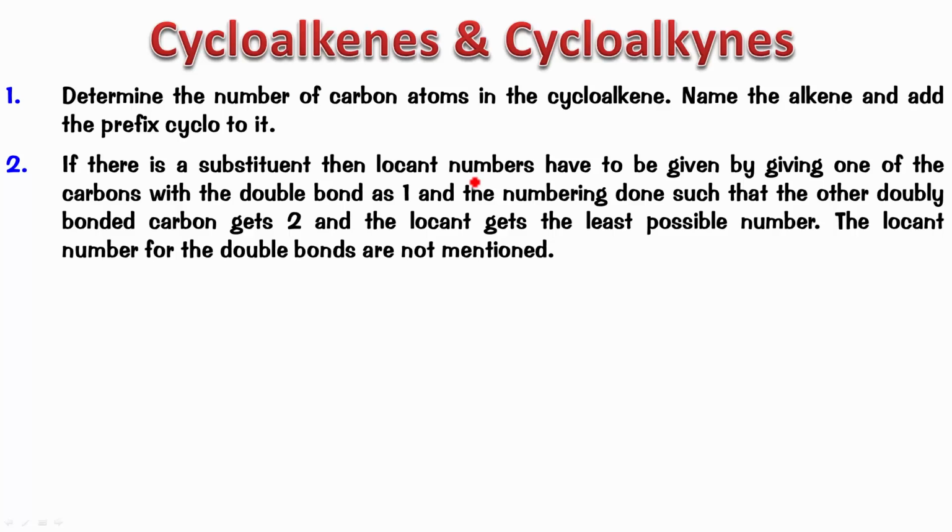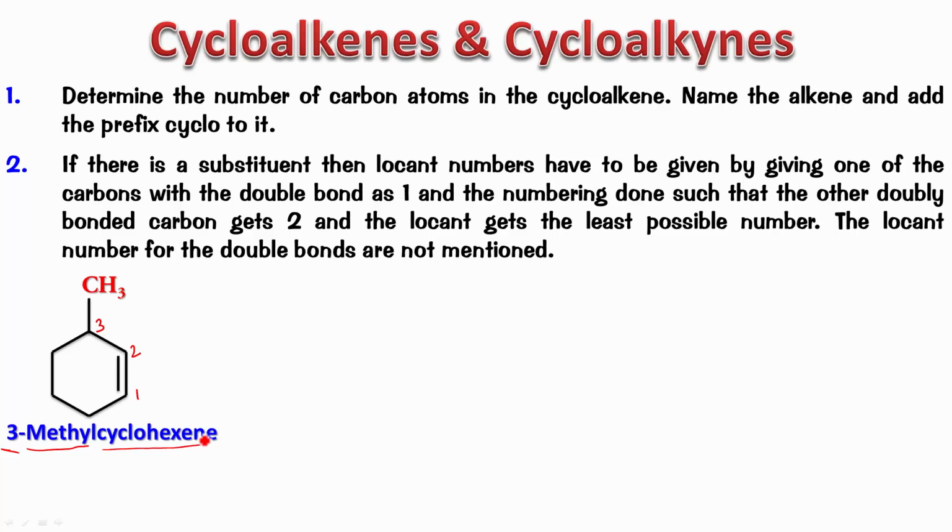So let's look at some examples. Look at this one. Again, the way we go about in this video, I want you to pause the video now. I want you to number it. I want you to name this compound, and then you can play the video again to check whether your answer is correct or not. So here, I'm going to give number 1 to this carbon atom, this one, number 2 to this one, number 3 to this one. So it becomes 3-methylcyclohexene. I don't have to write cyclohex-1-ene.